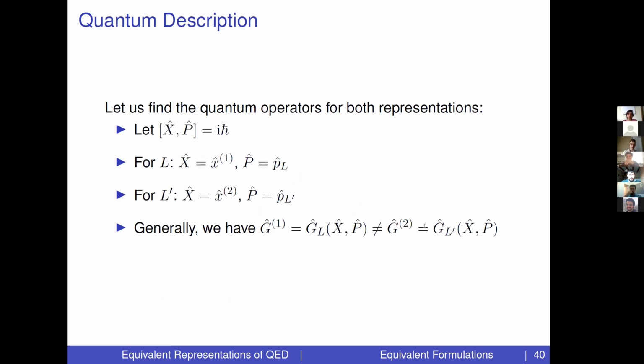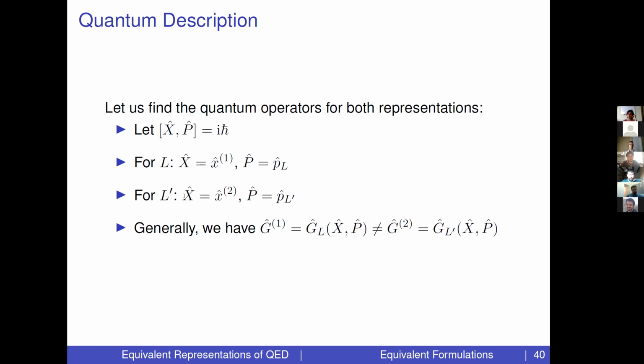Let us do the same now in the quantum scenario. So we want to find quantum operators in both representations for all degrees of freedom. So first of all, we have the x operator and the p operator. These satisfy the canonical commutation relations. And then in the first Lagrangian, we can easily identify the generalized coordinate with the usual x operator, and also the canonical momentum to x with the usual p operator.